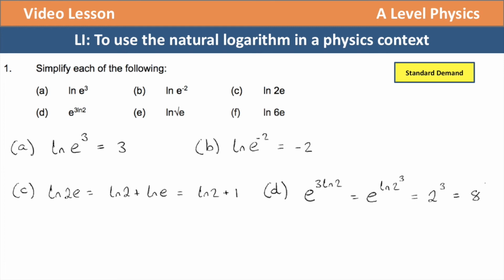Now for part E, we've got ln root e. Remember that root e is the same as writing e to the power of a half. So the natural logarithm and the e will cancel out to give us a final answer of a half.